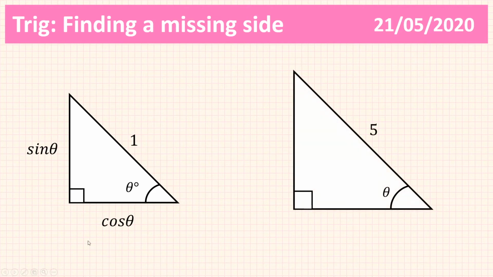So once again, what's happening here? What's happened between our first triangle and our second triangle? And if we know that information, how can we work out the opposite and the adjacent? Pause the video, have a think.